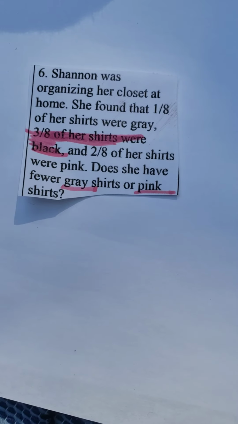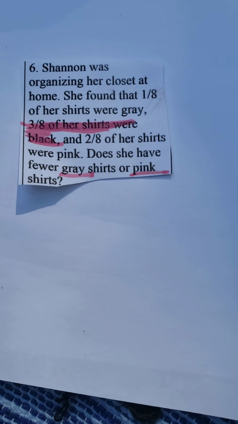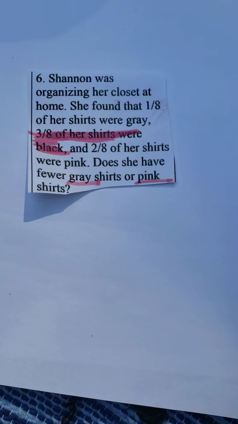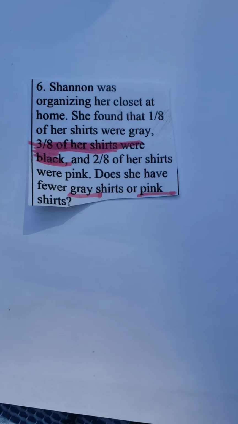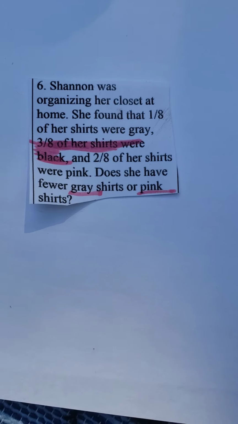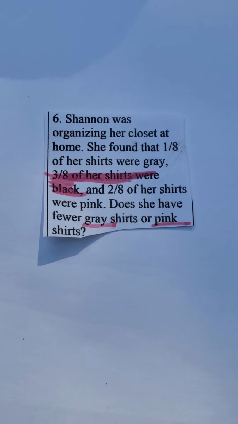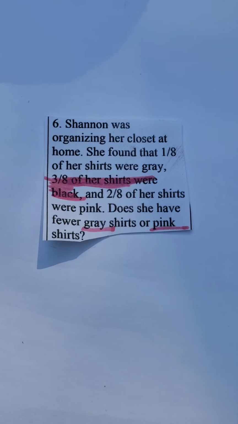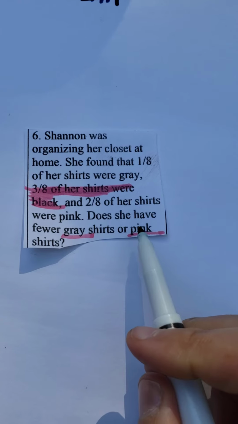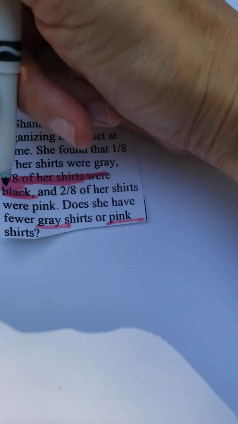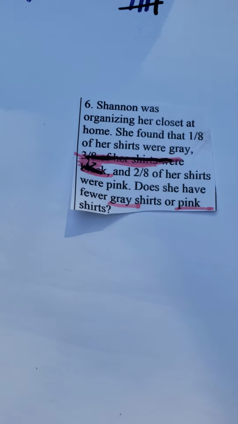Shannon was organizing her closet at home. She found that 1/8 of her shirts were gray. 3/8 of her shirts were black. 2/8 were pink. Does she have fewer gray shirts or pink shirts? So this is another problem that gives us a little bit too much information. We only need to worry about the gray and the pink. We do not need to worry about the black, so we could actually cross this out. 3/8 are black. That's not necessary to focus on.